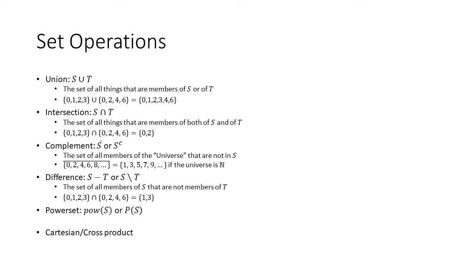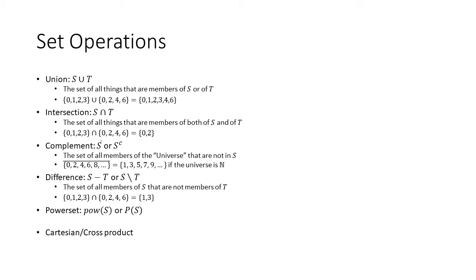So if we said the universe for the set was all of the natural numbers, then the complement of 0, 2, 4, 6, 8, etc. are all of the odd natural numbers, so 1, 3, 5, 7, 9, etc. If we picked a different universe, that complement would have been different as well. In most circumstances, the universe is going to be sort of implicit based on the context of that set, but if you're confused, then it's best to try to ask or identify what the universe should be.